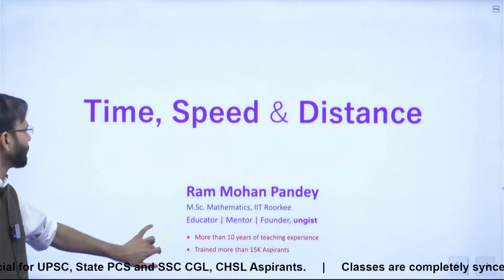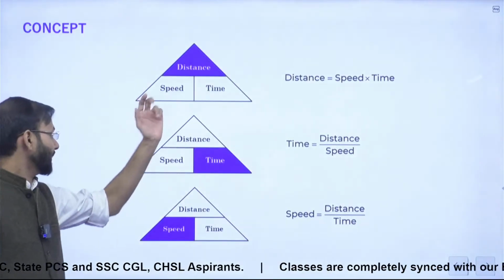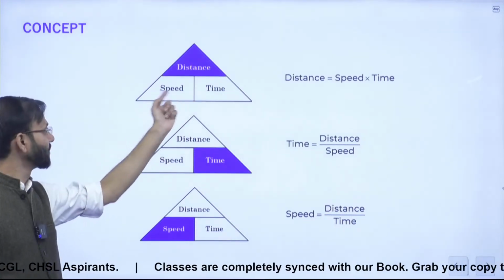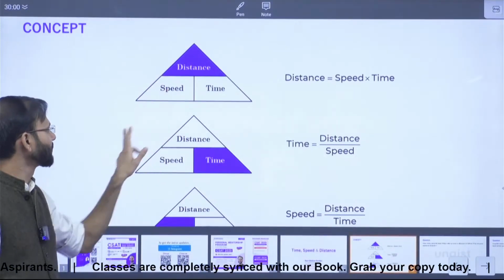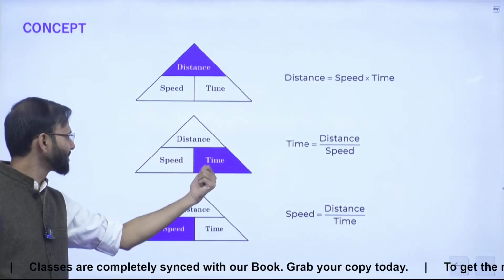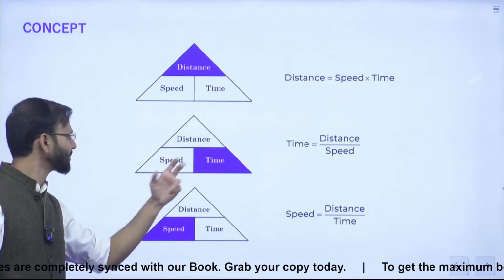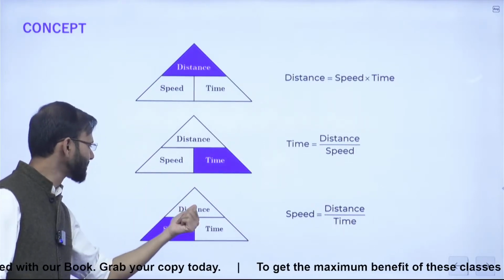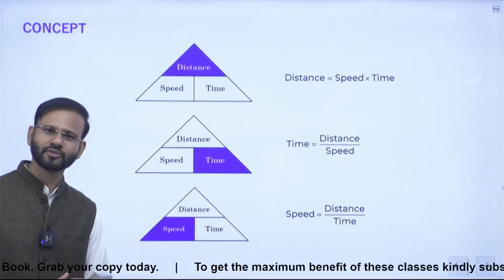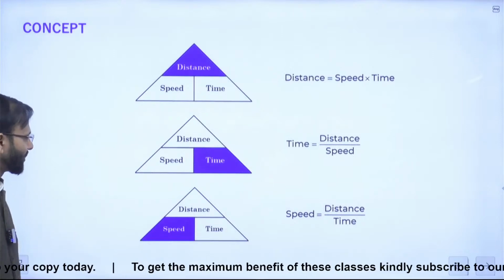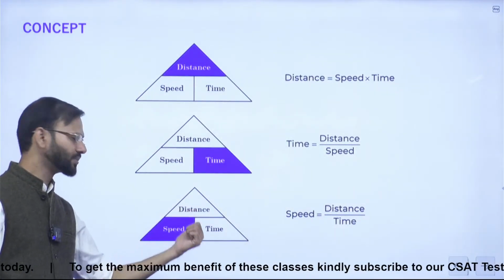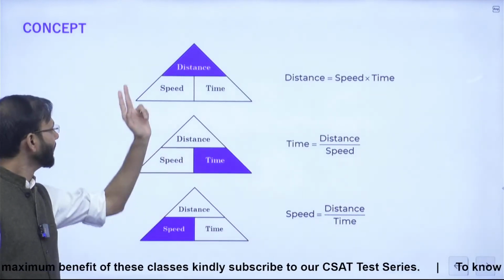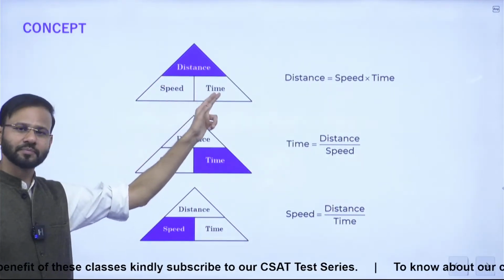The formula says, see here, distance is equal to speed into time. Just look at the pyramid. Distance is equal to speed into time. Time is equal to distance upon speed. I repeat, time is equal to distance upon speed, and speed is equal to distance upon time. So this is the very simple format of the formula.